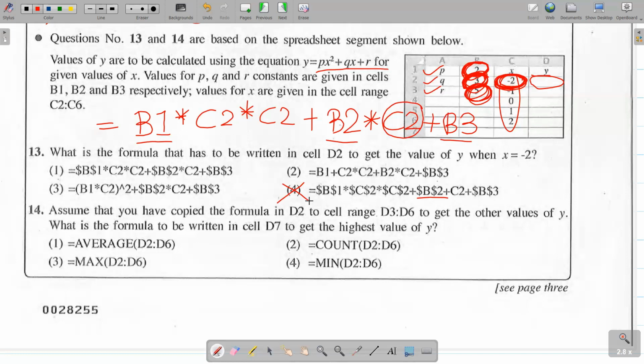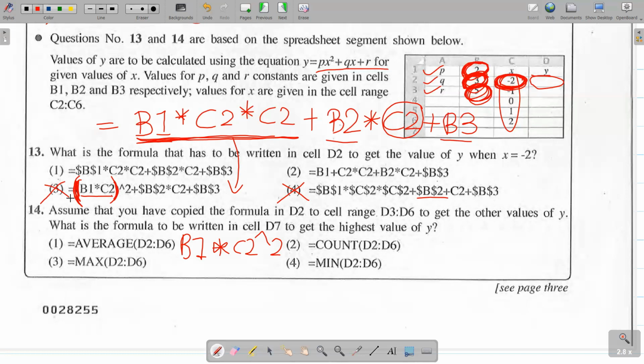And in the third one, they have taken B1 into C2, then it takes the 2 to the power. So it's not B1 into C2, right? If this bracket does not appear here, then actually it represents the same thing, so this can be written as B1 into C2 to the power 2. But since they got a bracket over here, it says B1 into C2 first and take the square of that. So because of that, the third one disqualifies.